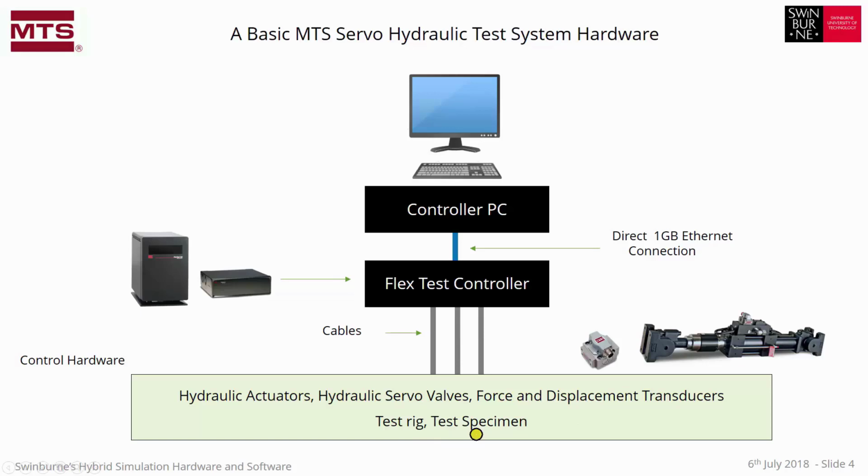Now, I should note that there are 3 cables between the test controller and each actuator. 1 for the servo valve, 1 for the load cell, and 1 for the displacement transducer. So in the case of our mass facility that has 8 actuators, that's 24 cables coming back to the FlexTest controller. That's why it needs to be a FlexTest 60 or a FlexTest 100.